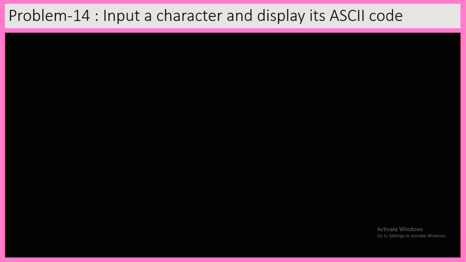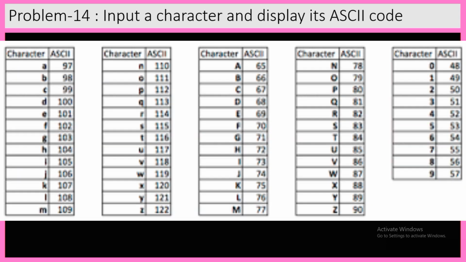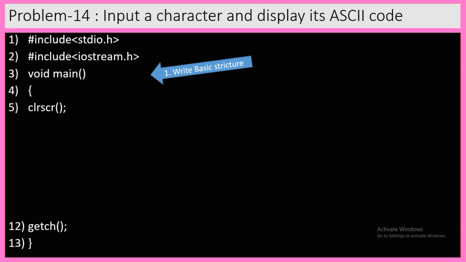Problem 14. Get a character and display its ASCII code. ASCII code means American Standard Code for Information Interchange. Every character has a code. For example, if you enter A, its code is 65, and if you enter small a, its code is 97, and so on. In first step, write down the basic structure.